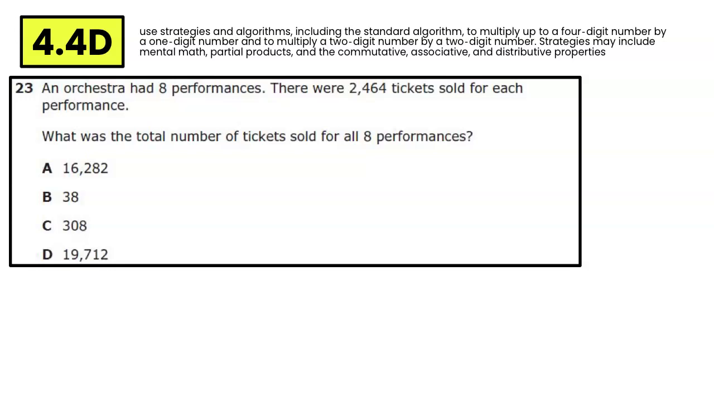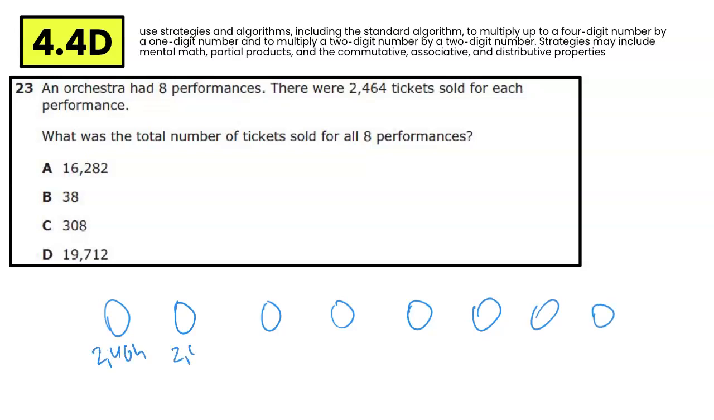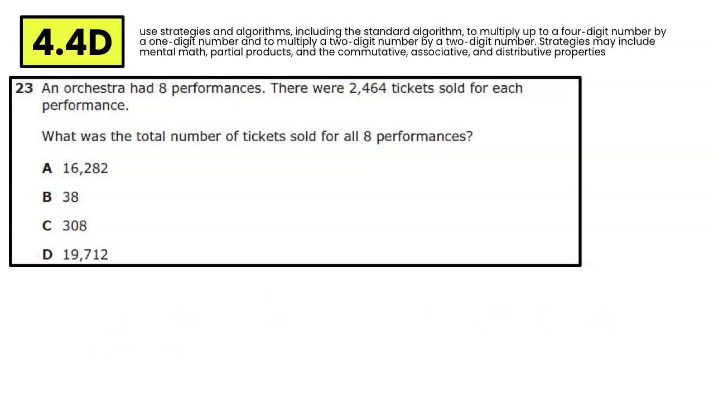And so in this particular case, it might be helpful to draw a picture where you have 8 performances, and for each of those 8 performances, you have students just write in, this is 2,464, this is 2,464, on and on and on until they see, oh yeah, okay, we're going to be multiplying on this particular question. So once we know that we are multiplying, we're going to use the strategy of partial products in order to do this for now.